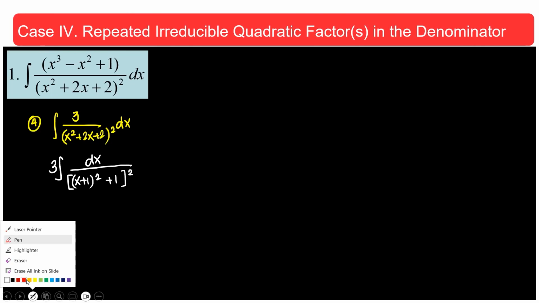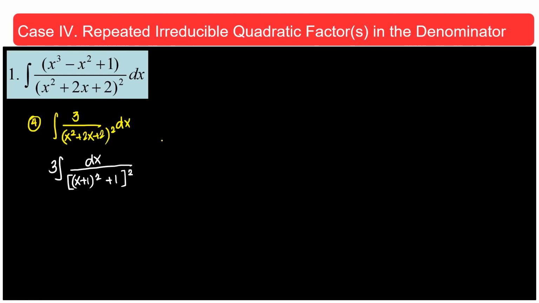Okay. The form is, di ba? U squared plus A squared. Therefore, let U equal A tangent theta. Remember this? What is U? Your U is X plus 1. Your A is 1. Tangent theta. Right? So dx is simply secant squared theta d theta.